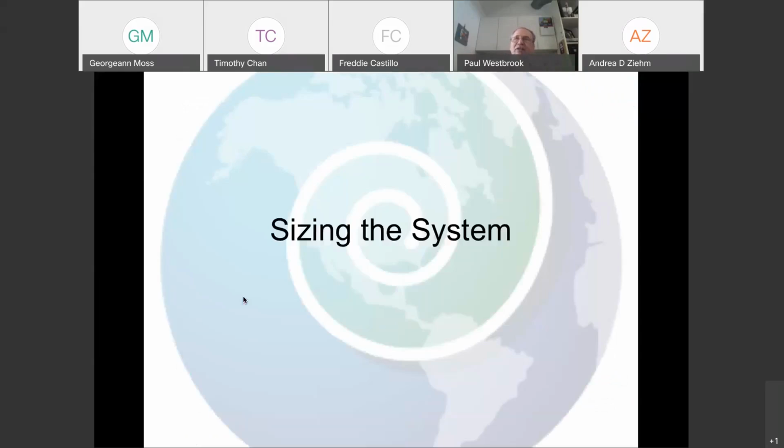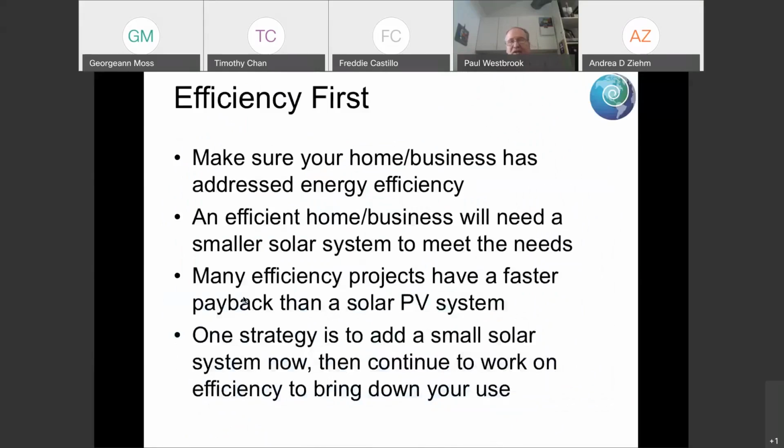So how do you size a system? Well, I'm a big efficiency proponent, and I want to say efficiency first. Make sure your home or business has addressed energy efficiency, because that way you'll need a smaller solar system to cover your needs. You don't want to waste energy in any form. Also, many efficiency projects have a faster payback than solar PV does. Even with the current price drops, there are efficiency projects that can often pay you back in a year or two.